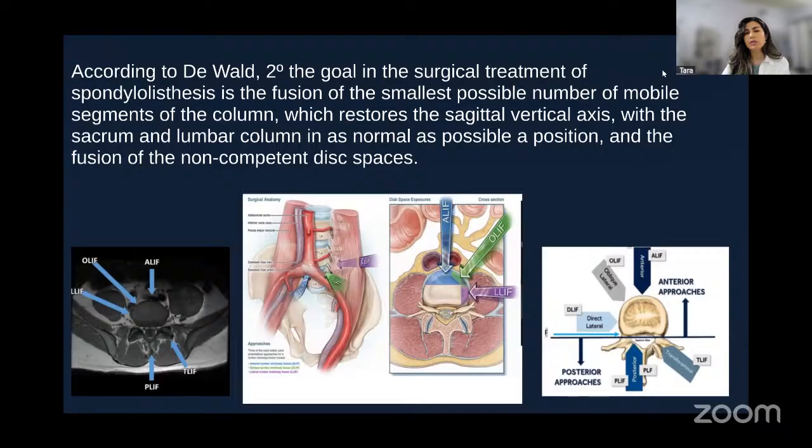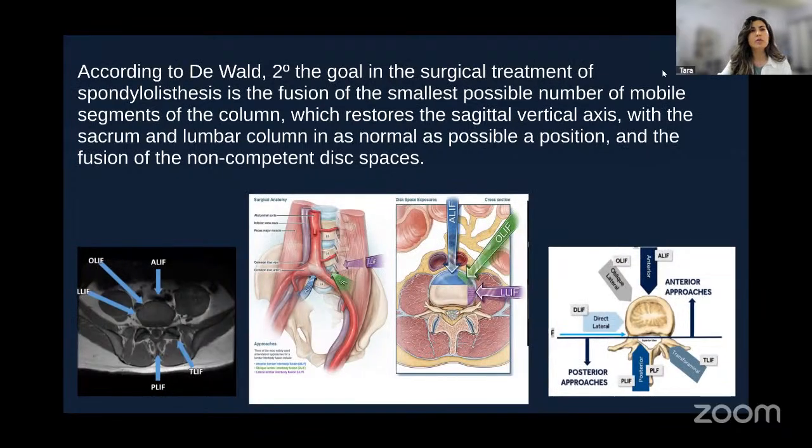According to the GWAS, the goal of the surgical treatment of spondylolisthesis is the fusion of the smallest possible number of mobile segments of the column, which restores the sagittal vertical axis, and not just sagittal but coronal, with the sacrum and lumbar column in as normal a position as possible, and the fusion of the non-competent disc space.